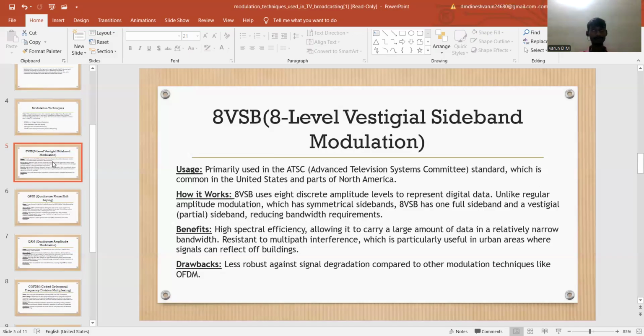Benefits: high spectral efficiency, allowing it to carry a large amount of data in a relatively narrow bandwidth, and it is resistant to multipath interference, which is particularly useful in urban areas where signals can reflect off buildings. The drawback of 8VSB is that it is less robust against signal degradation compared to other modulation techniques like OFDM.